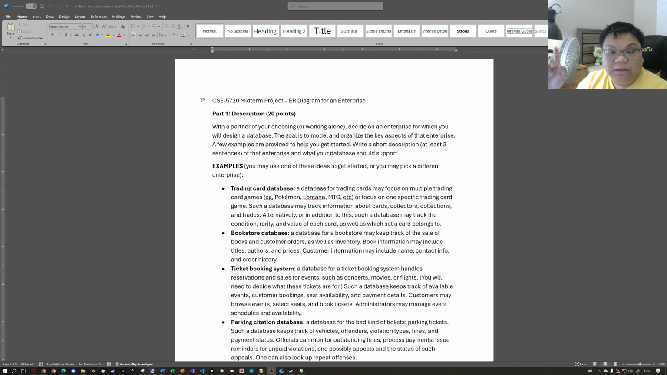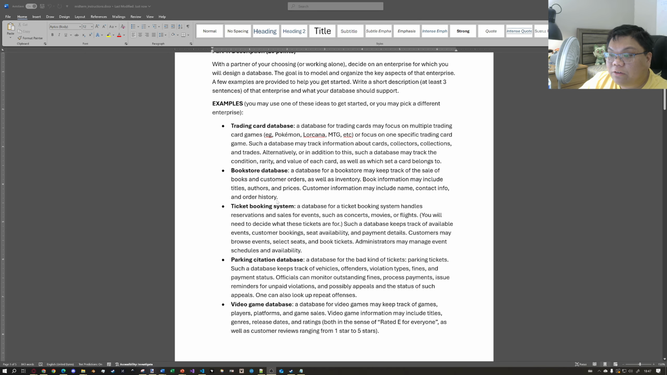So, you have the option to work with a partner for this. With a partner of your choosing or working alone, decide on an enterprise for which you will design a database. You're going to describe what this enterprise is in a few short sentences. So for example, maybe you want to create your own database for a trading card game.